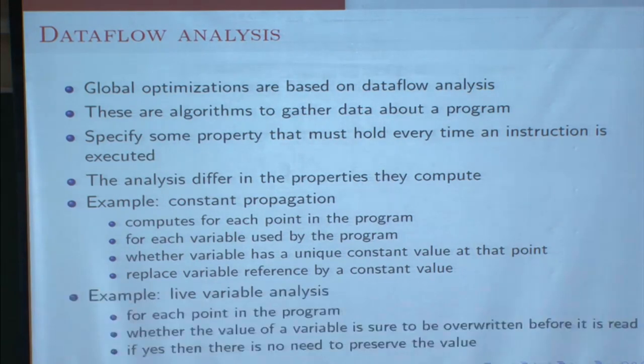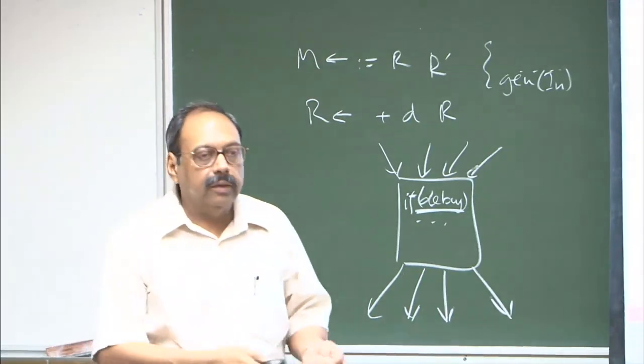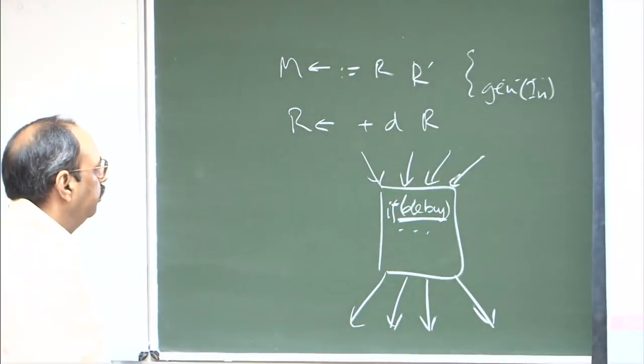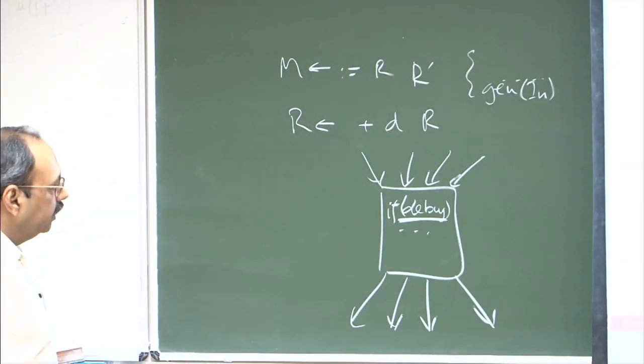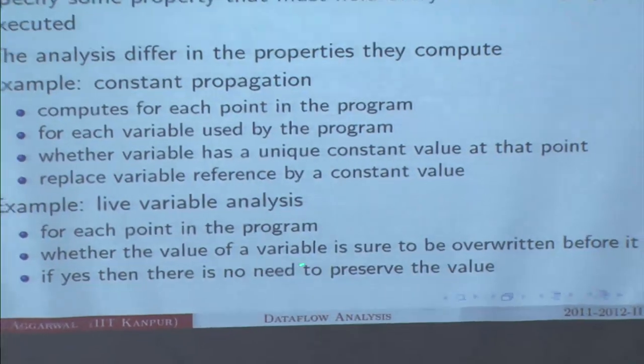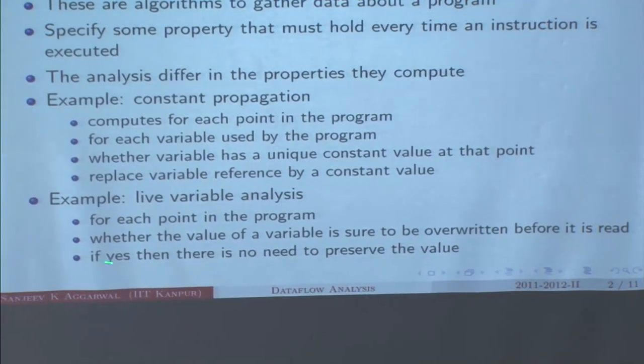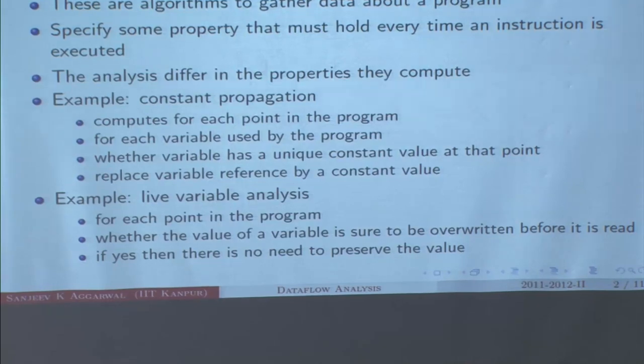Okay? Another thing we saw was live variables. Now, we were looking at live variables only within a basic block earlier. But suppose I have to handle control flow, that means I must be able to check if I go out on multiple paths from here, whether this variable, some variable which is available here and is being used, is live. Again, what I need to do is, for every program point, find out whether the value of the variable is sure to be overwritten before it is going to be read again. Okay. And if yes, then there is no need to preserve that value.